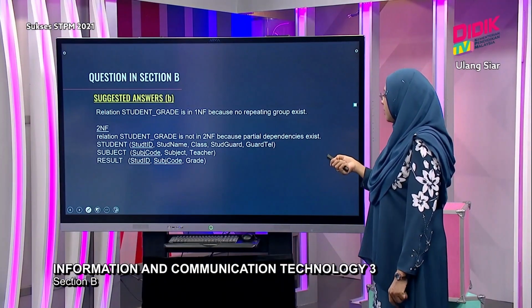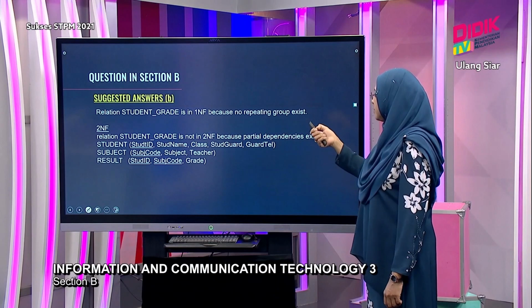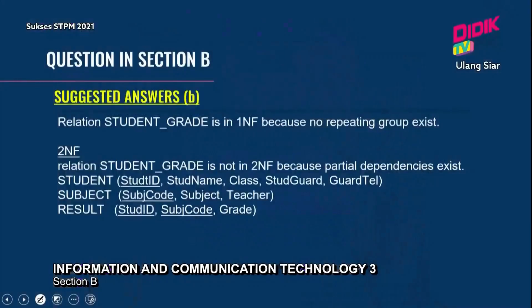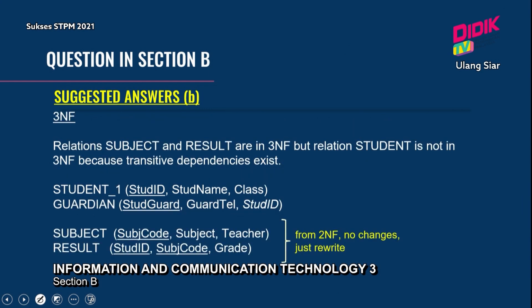The next one, you have to write the relation, and you have to write the reason. Relation student guard is in first normal form because there is no repeating group. Next, relation student guard is not in second normal form because partial dependency exists. So you rewrite from the functional dependency in the previous question into a relational schema. Then you get this. And for third normal form, relation subject and result are in third normal form.